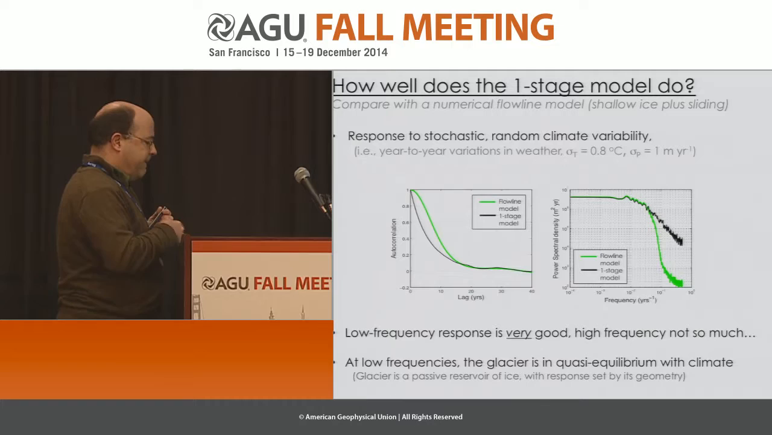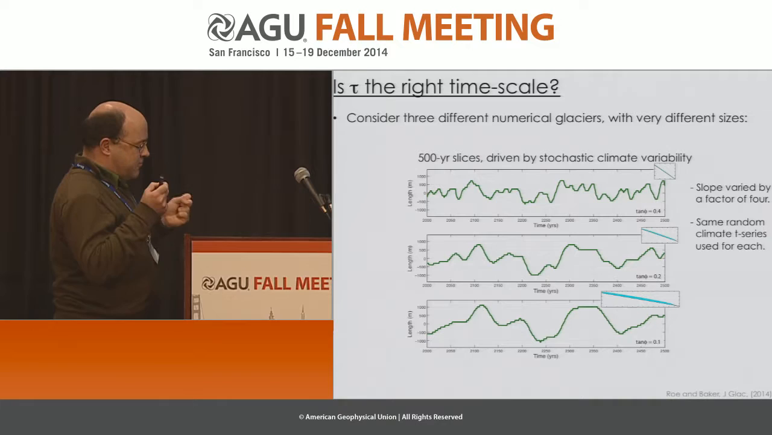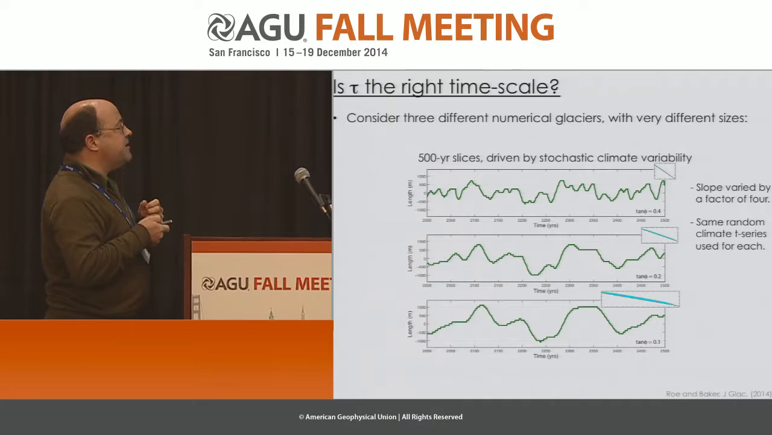So first question I would say is, is this tau the right time scale? I'm going to ask that question by looking at the response of three differently sized glaciers. I do this simply by changing the basal slope that I'm assuming. This is about an 8 kilometer long glacier, 1630. And again, this is the response to stochastic synthetic climate time series.